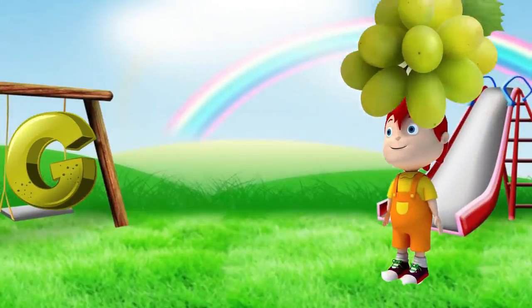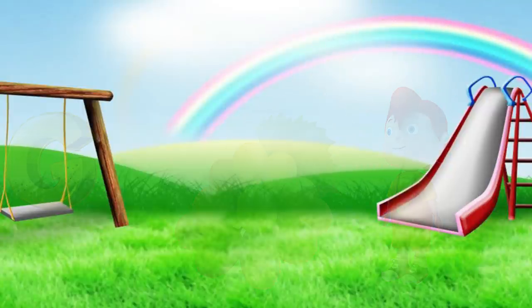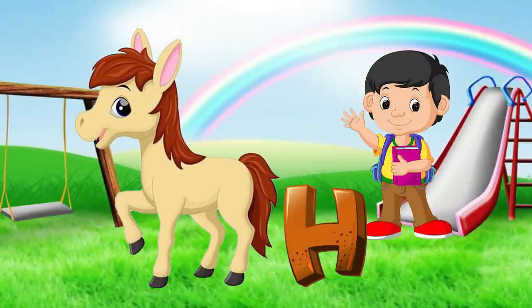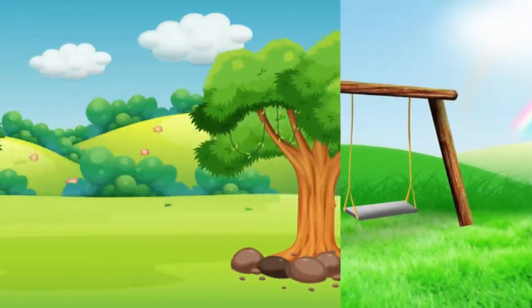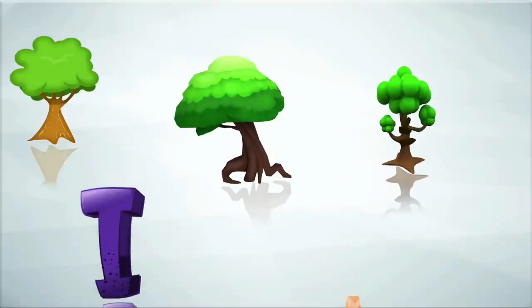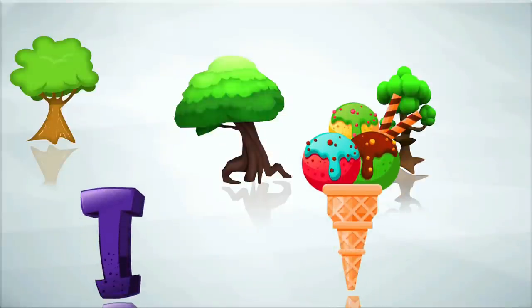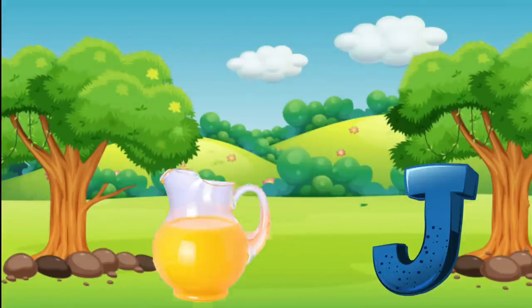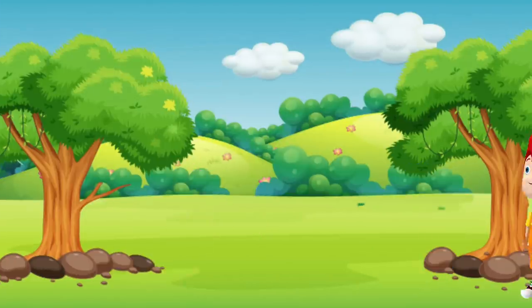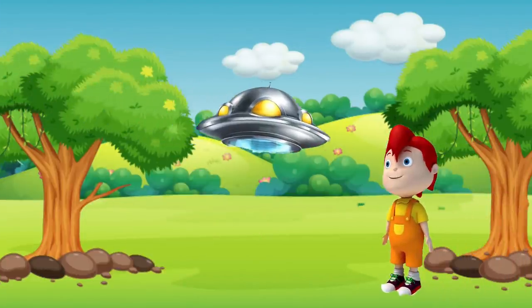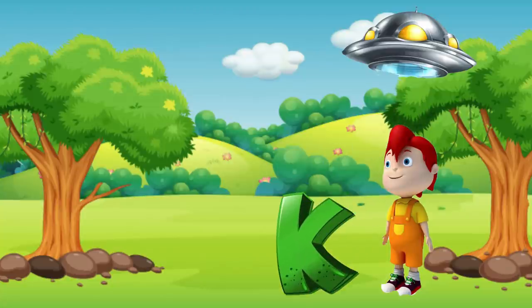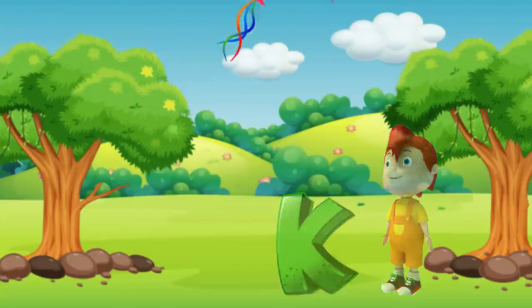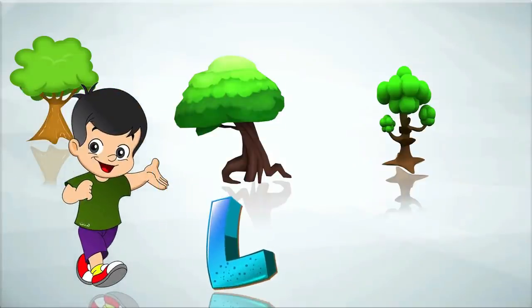G for grapes. H for horse. I for ice cream. J for jug. K for kite. L for lion.